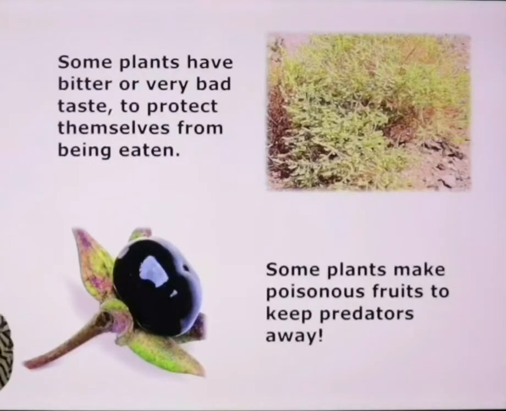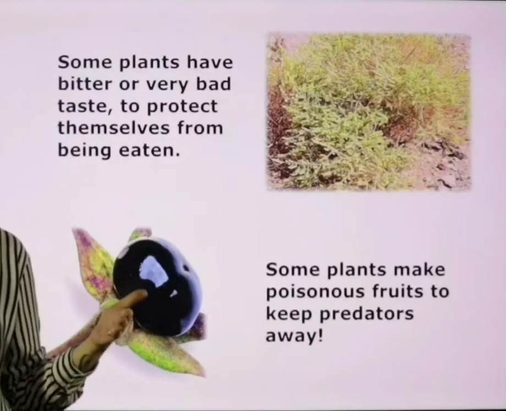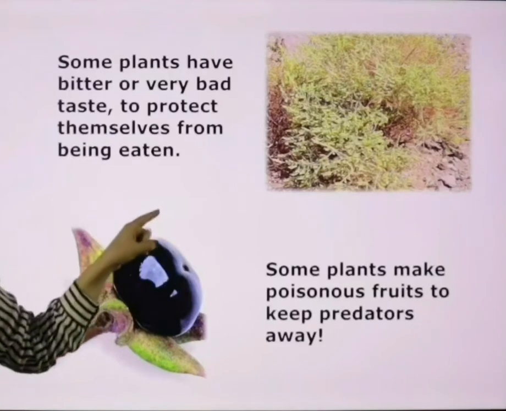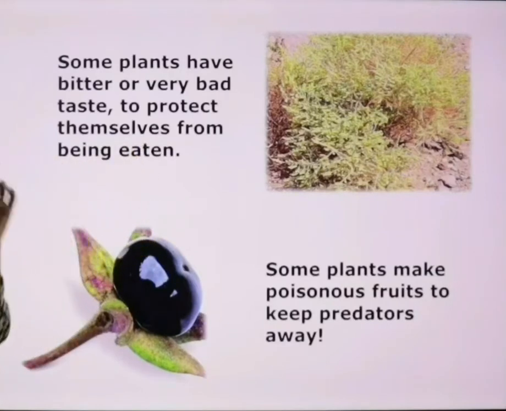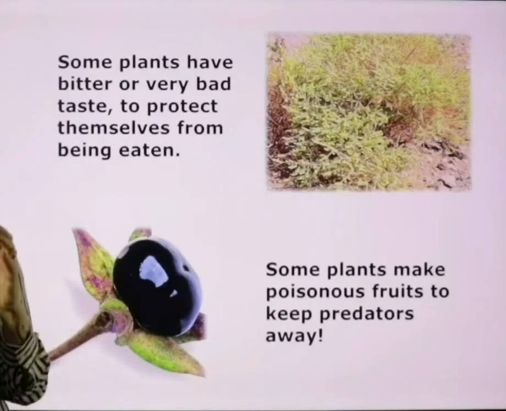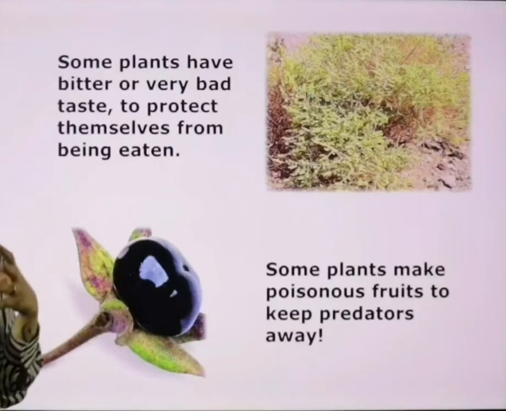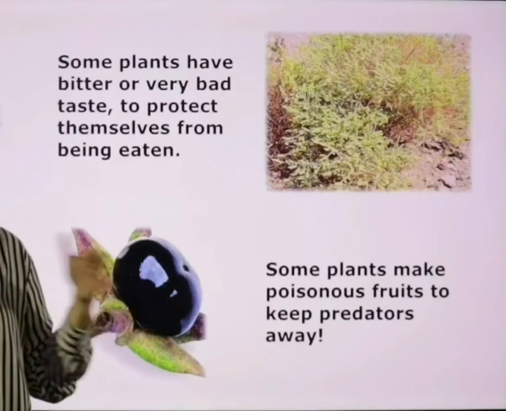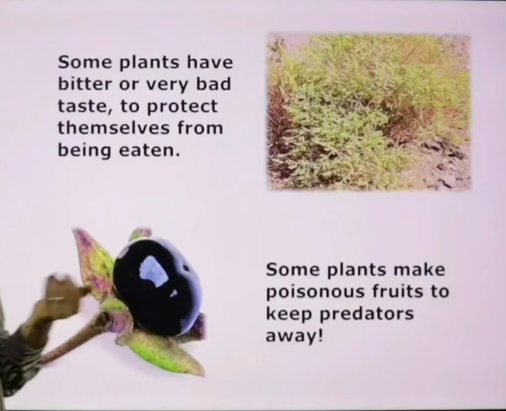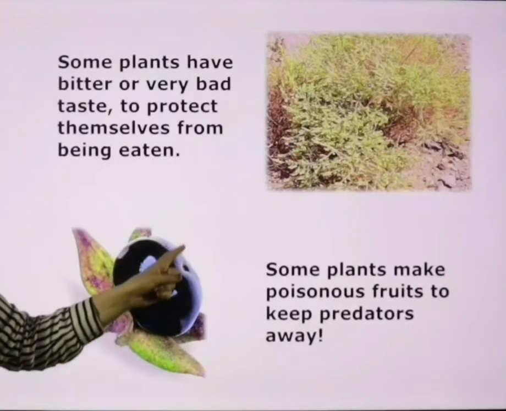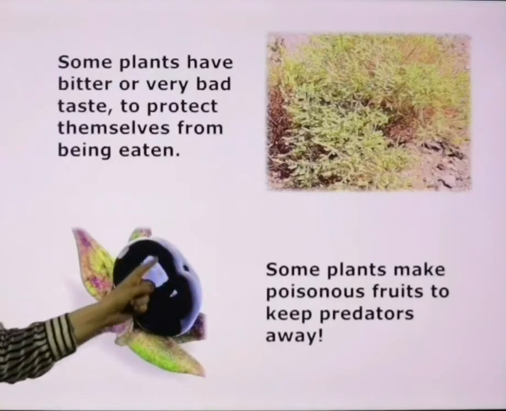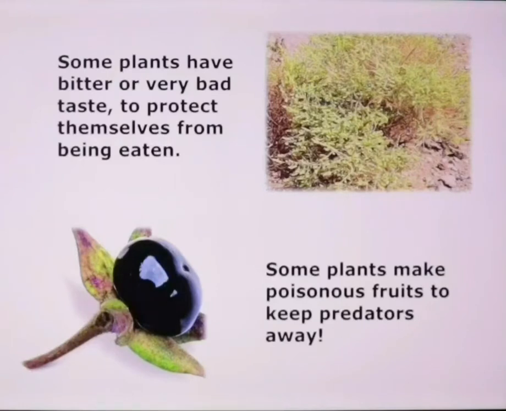Some plants have a bitter or a very bad taste. So not only animals have defense adaptations, also plants. Some plants have a very bitter or very bad taste to protect themselves from being eaten. Imagine you are a bird or an insect going to eat this plant, and this plant tastes really bad. Would you go again to try these plants again? Definitely not. Some plants make poisonous fruits to keep predators away.